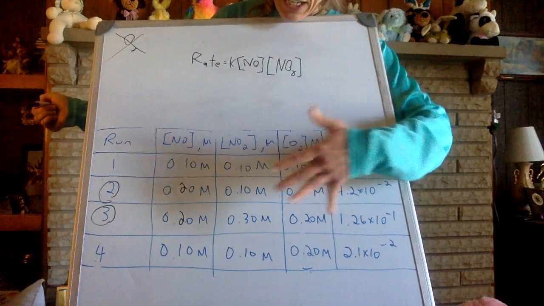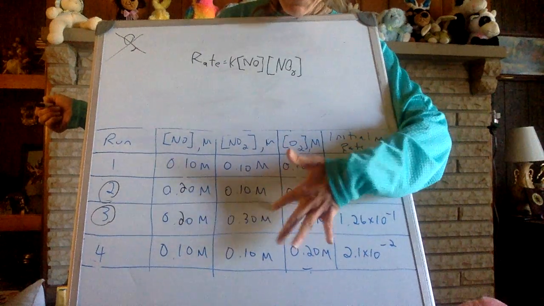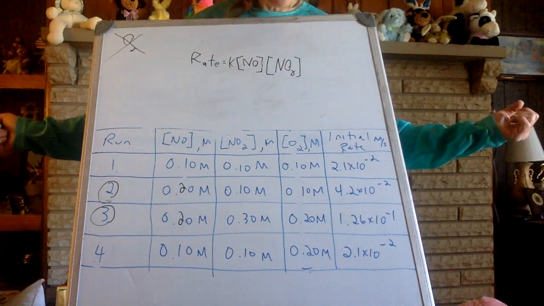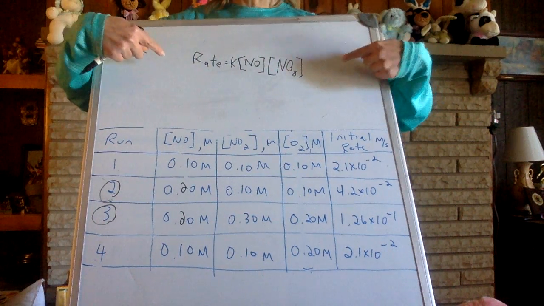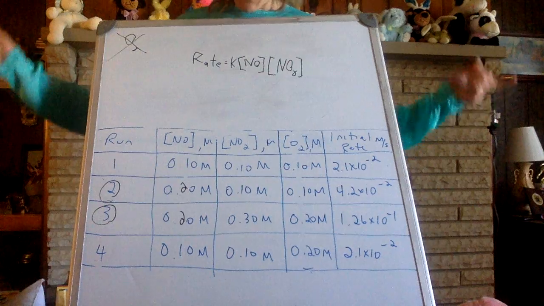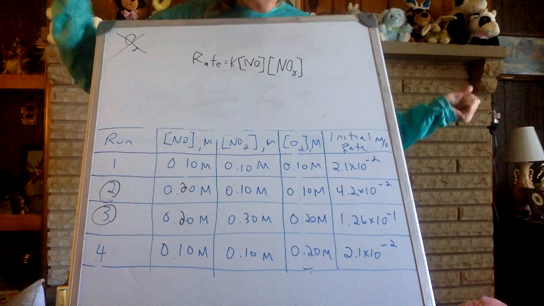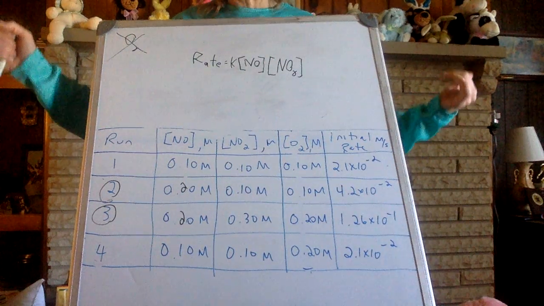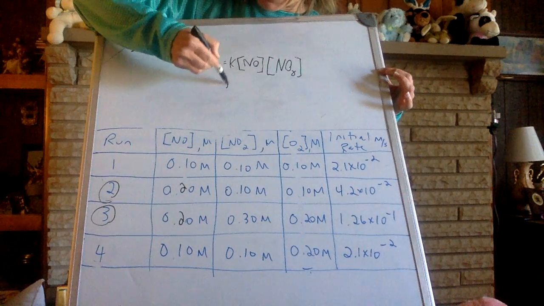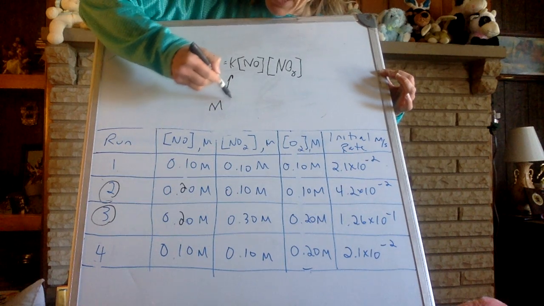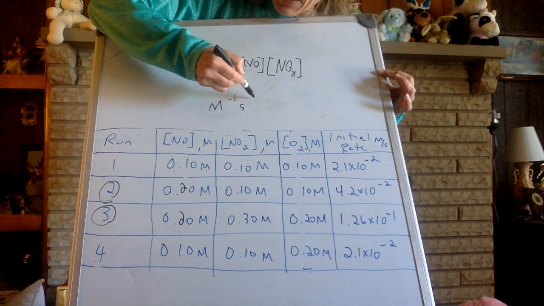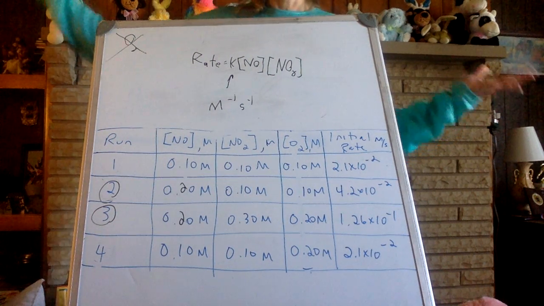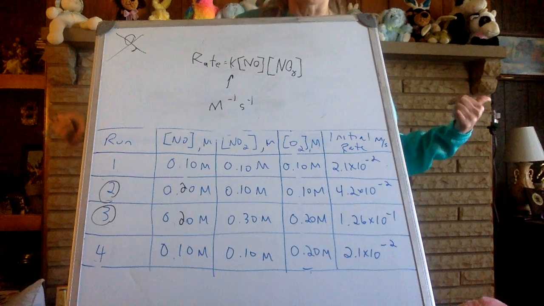When I tripled NO2 and kept NO the same, I tripled my rate, and oxygen didn't do anything. There is my rate law for that reaction. This rate law is first order in NO, first order in NO2, and second order overall. The units on my rate constant would be everybody's favorite, M to the -1, s to the -1, for a second order reaction. This is written out in your notes, but it's way easier for me to explain.